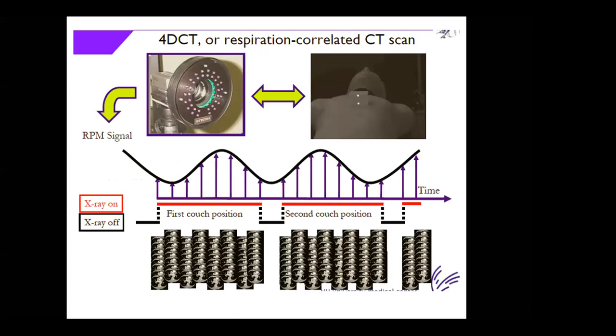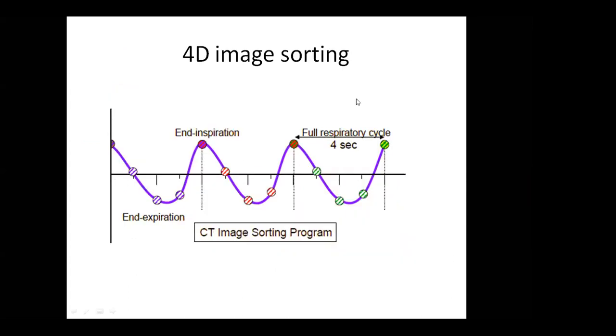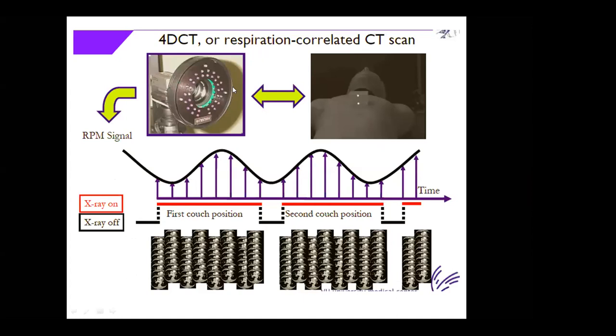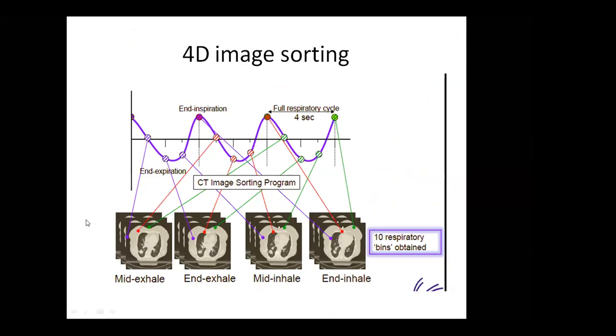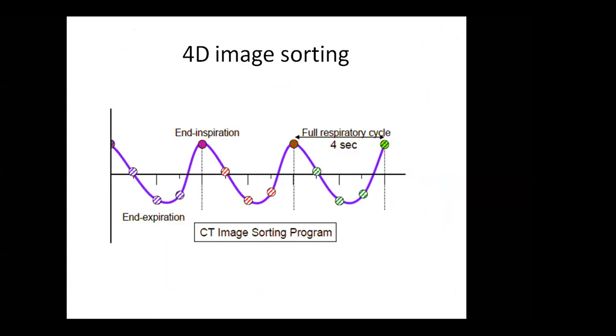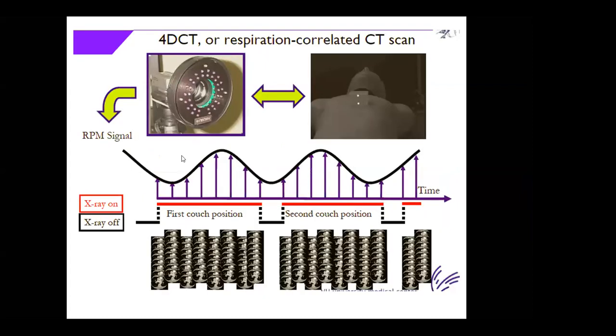So this is a 4D acquisition where you have a marker with infrared, and this is a camera which captures the respiratory waveform. This respiratory waveform is then divided into different phases. At a particular couch position, you have multiple scans, and these scans are then binned into different phases. That is how they are sorted out. So at a particular couch position, you acquire multiple scans, and then sort them out into different phases.